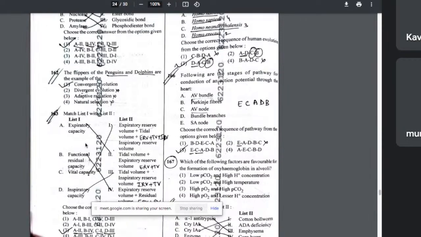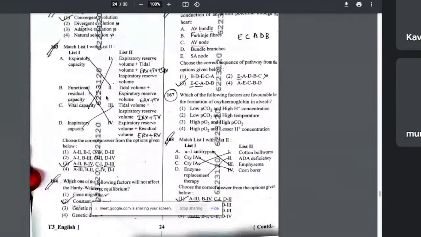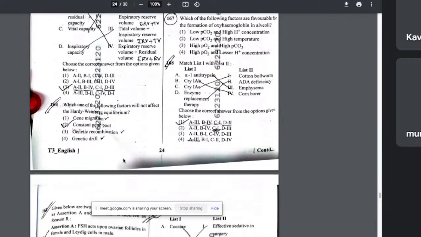So 163rd question. If you are looking at it, expiratory capacity is basically tidal volume with the expiratory ERV. So A should be 2. So if you look at the options, 2 and 4 can be eliminated. Now you have to look at whether B is 1 or 4. B is the functional residual capacity. Functional residual capacity is basically your ERV and RV. So if you know these two things, you should be able to determine the answer. The answer is A2, B4, C1 and D3.